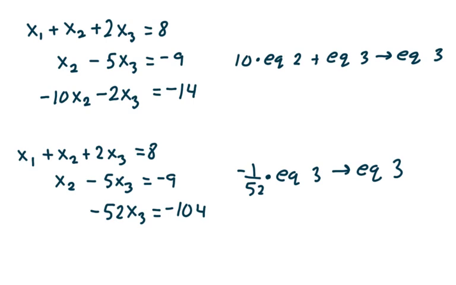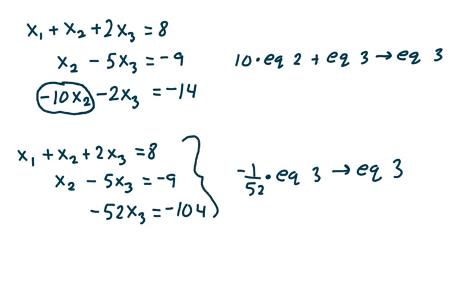Now, this is what I do next. I take 10 times equation 2, add it to equation 3, and put the result back into equation 3. And so notice when I rewrite equation 3, I no longer have an x2 term. This term is going to disappear, so there's no x2 term.